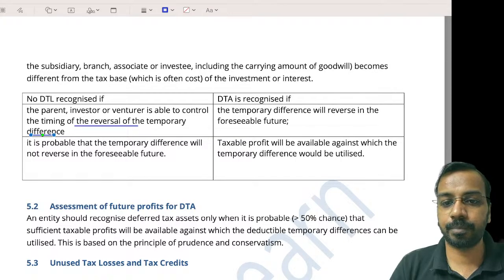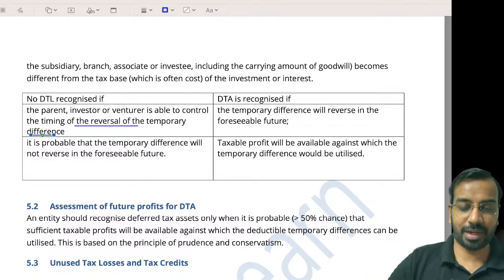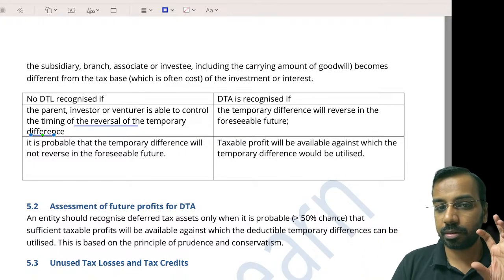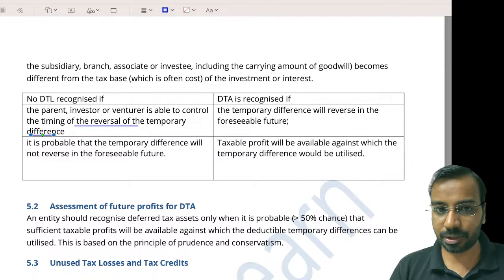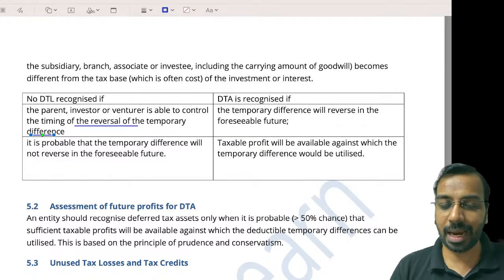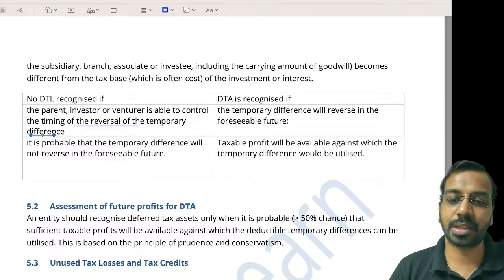Are we clear? So for DTA we have to see whether it will reverse and whether we will have taxable profit. For DTL, you will not recognize DTL if reversal is in the hands of the investor, joint venturer or the parent, and it is probable, and the second scenario is it is probable that the difference will not reverse in the future.